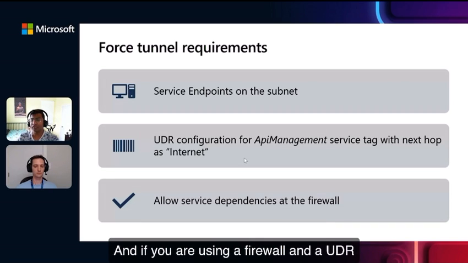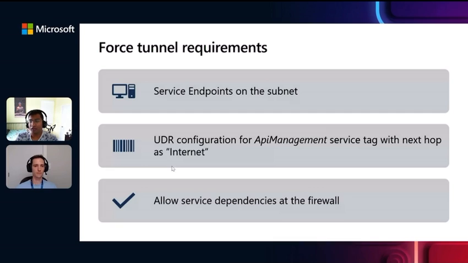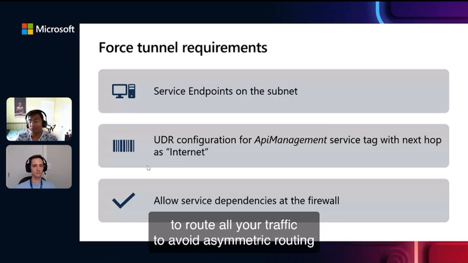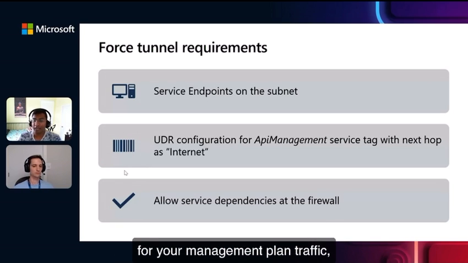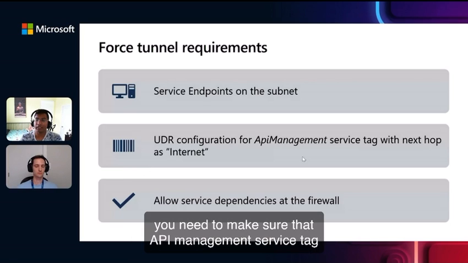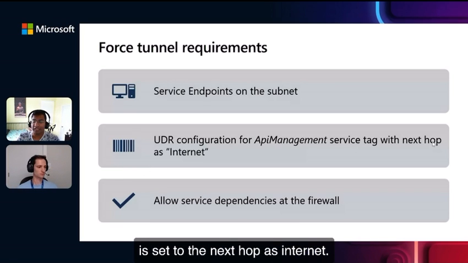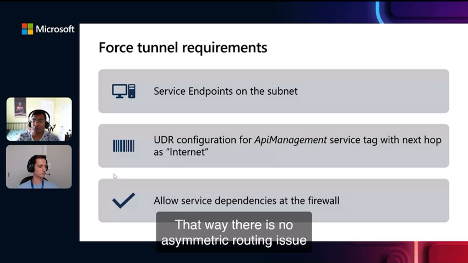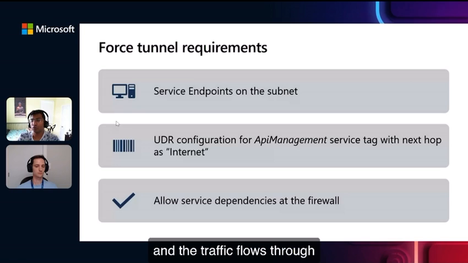And if you are using a firewall and a UDR to route all your traffic, to avoid asymmetric routing for your management plane traffic, you need to make sure that the API management service tag is set to the next hop as internet. That way, there is no asymmetric routing issue, and the traffic flows through for all management related operations.